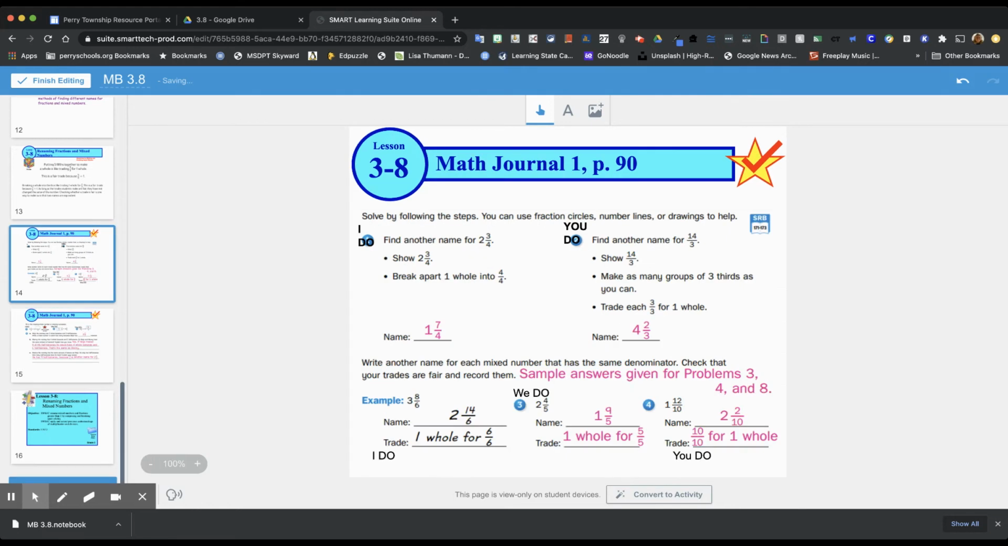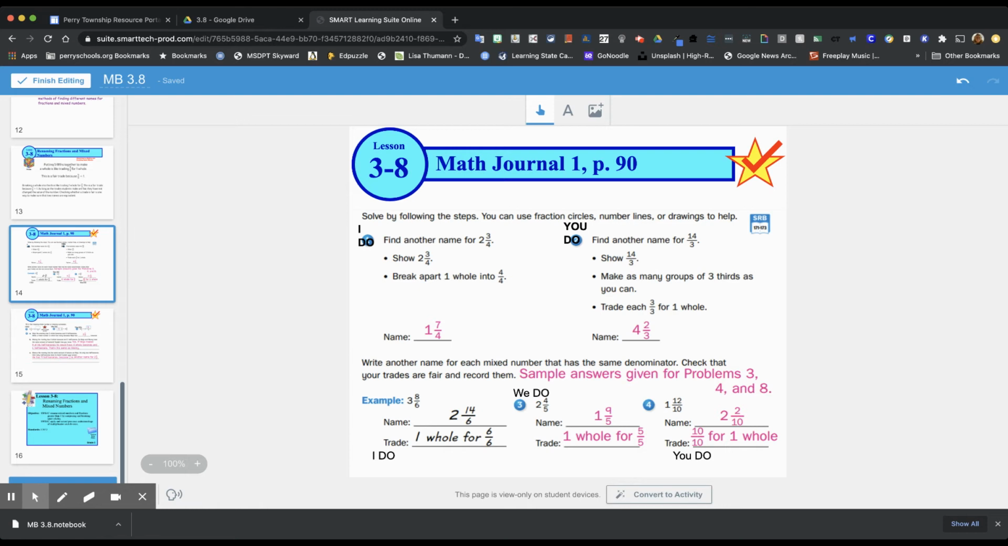Okay, number 2, after you did any regrouping, you should have come up with the answer 4 2/3. So 14/3 equals 4 2/3. Number 3, 2 4/5 can be renamed as 1 9/5. And this is an example, so you might have multiple different ones, but 1 9/5 is an example because 1 whole is equal to 5/5.